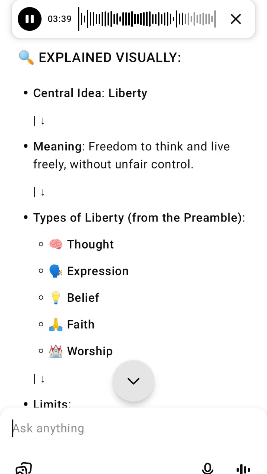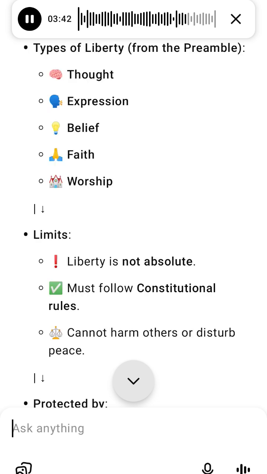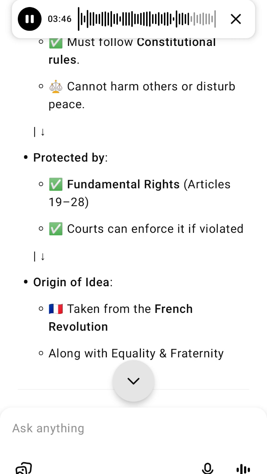Final summary. Liberty in very simple words. Liberty means freedom to think, speak, believe, pray, and express yourself. It is a basic right of every Indian citizen. It must be used peacefully and responsibly. It is not freedom to hurt others or break rules. These freedoms help make India a strong democracy.